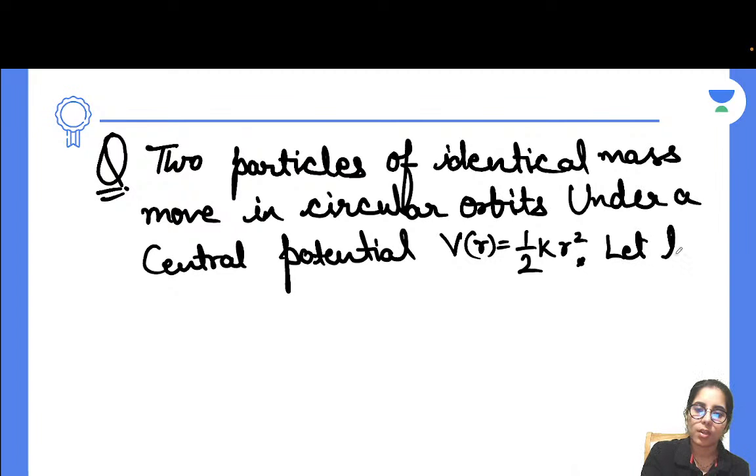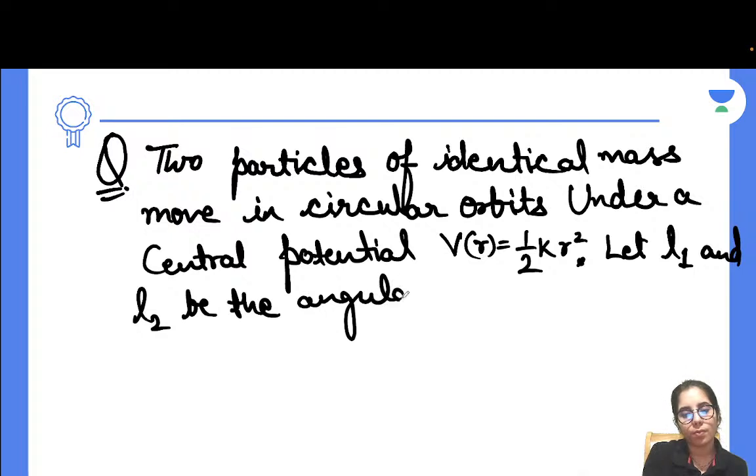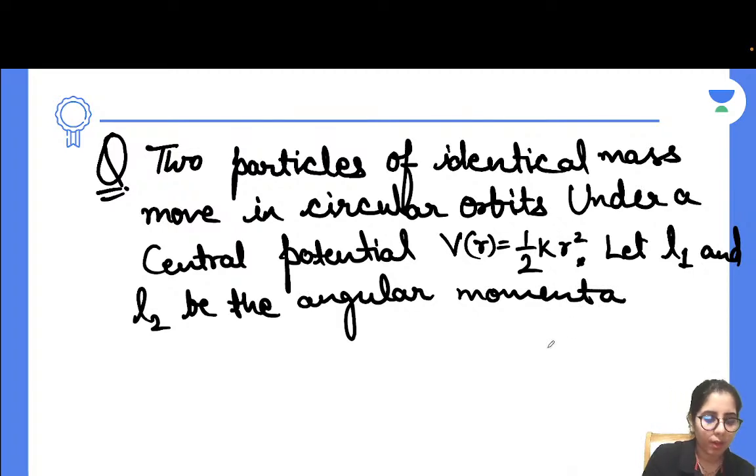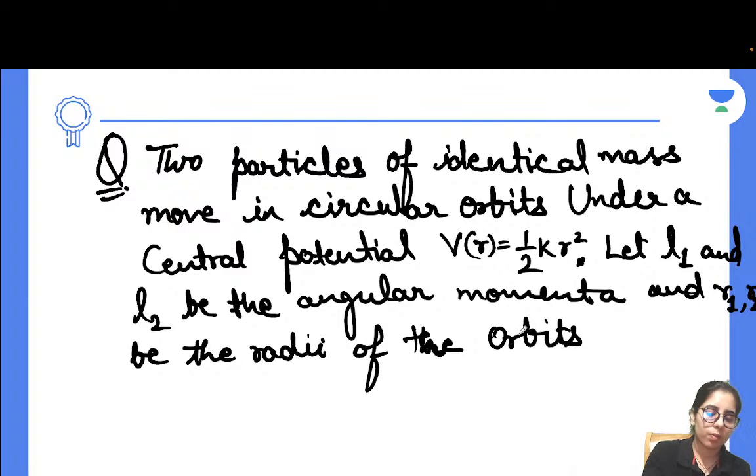Let L1 and L2 be the angular momenta and R1, R2 be the radii of the orbits respectively.